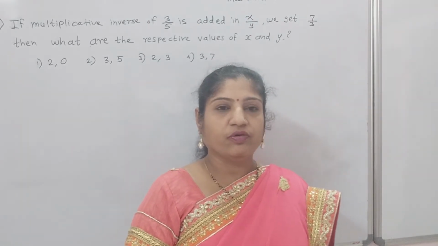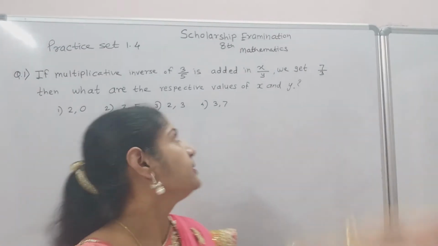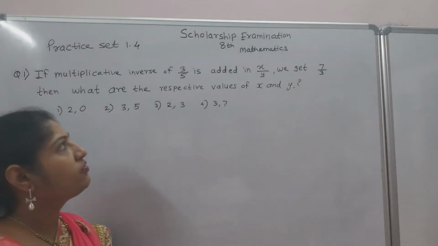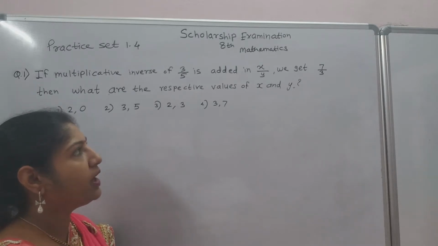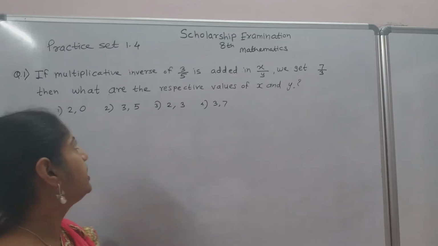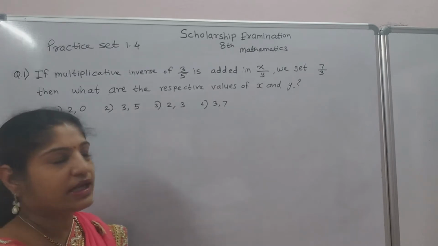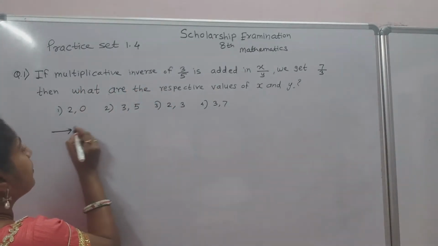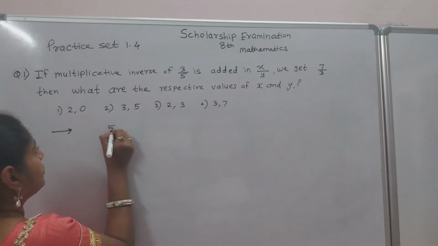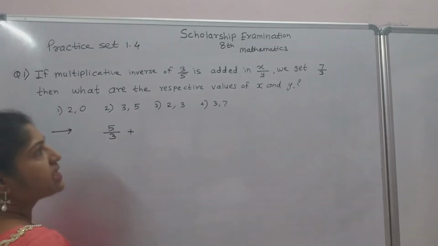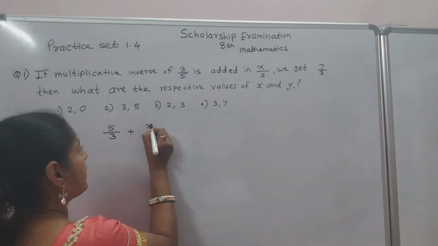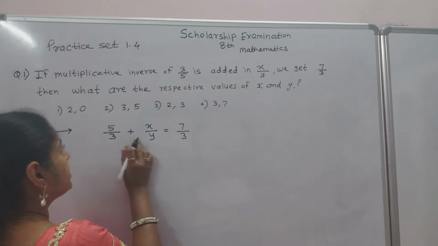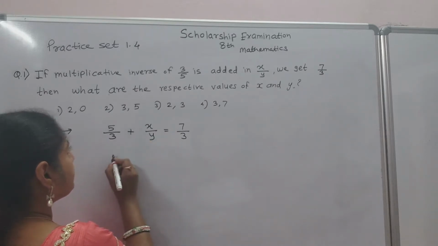Practice set 1.4, and the first example is: if the multiplicative inverse of 3 upon 5 is added to x upon y, we get 7 upon 3. Then find the value of x and y respectively. The multiplicative inverse of 3 upon 5 is 5 upon 3, and it is added with x upon y and we get 7 upon 3. So what is the value of x and y?